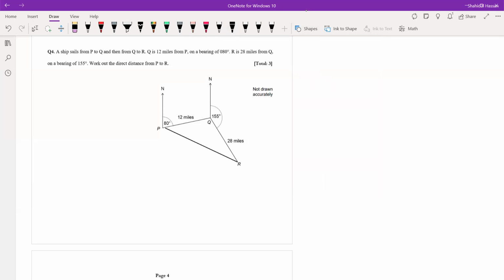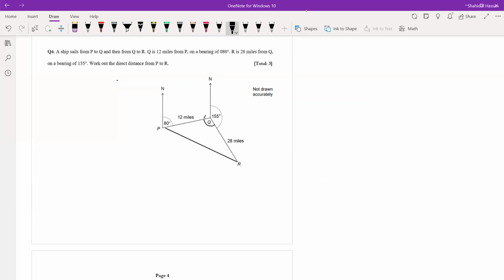I draw a triangle here. If you want to find this distance, you have a side 12, you have another side 28. If you can find this angle, you can use cosine rule to find this side PR. Let's find the angle Q. How can I find angle Q?